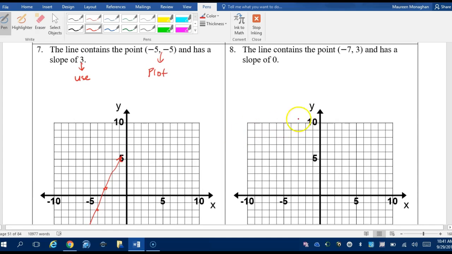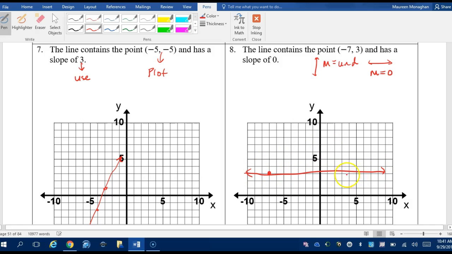All right, the line contains the point -7, 3 and has a slope of 0. Let's see. An undefined slope is a vertical line, and a horizontal line has a slope of 0. So it's going to be horizontal. It has to go through -7, 3, and it's horizontal. Well, there it is.